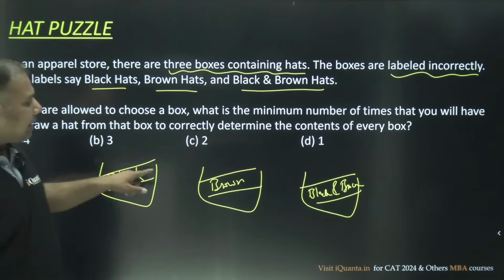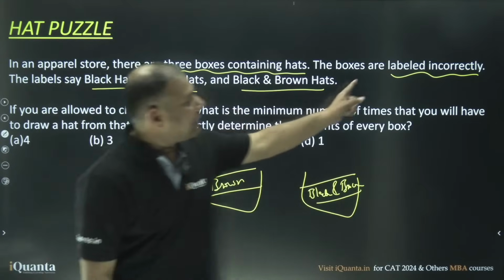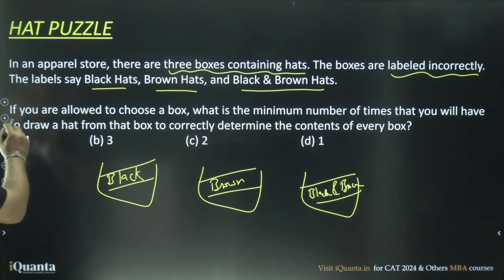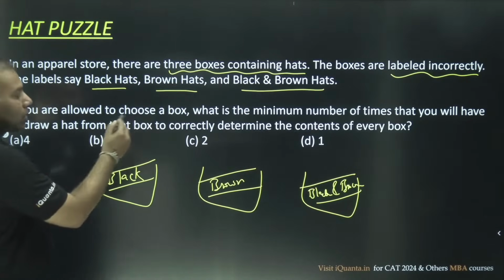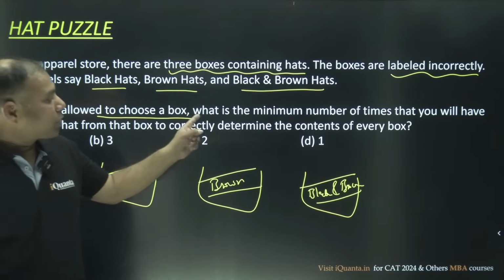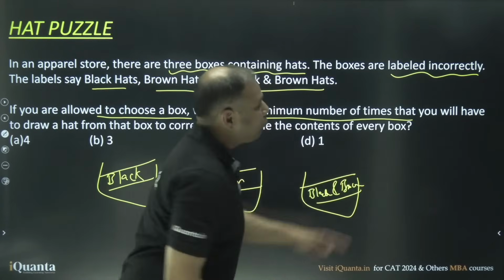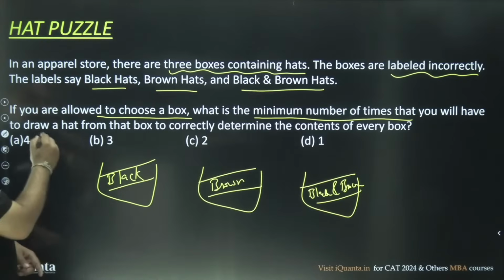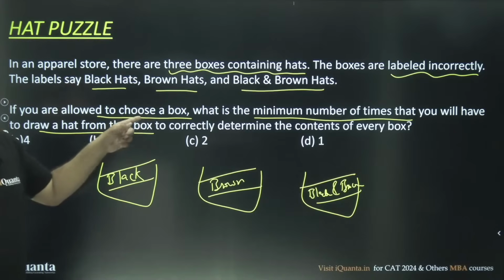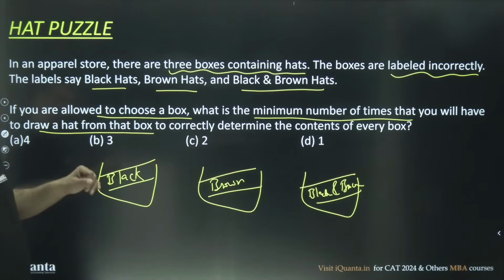So इस पहले पे लेबल लगा है black, इस पे लगा है brown, इस पे लगा है black and brown, right? And it is mentioned that labels are incorrect. तीनों लेबल गलत है. आगे बोलता है if you are allowed to choose a box, तो मतलब एक box choose करना है. Now question is what is the minimum number of times that you will have to draw a hat from that box? Which box? कौन से बॉक्स से हैट निकालना है? जो बॉक्स आप चूज करेंगे. आप किसी भी एक बॉक्स को चूज कर सकते हैं और उसमें से हमें हैट निकालना है.